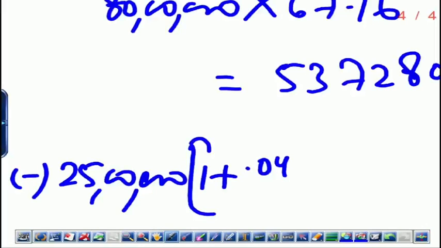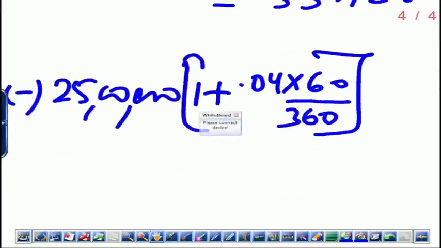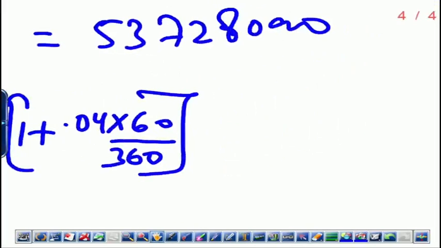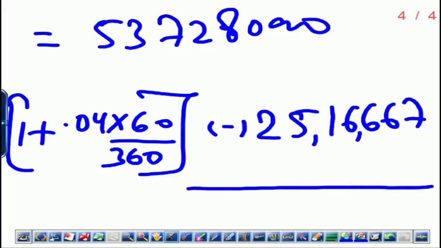invested at 4% for 60 days. Okay, so it's 0.04 into 60 by 360 plus 1, whatever we get, into 25 lakhs. What is it? 25,16,667. That's our own funds. So 53,72,80,000 minus 25,16,667.